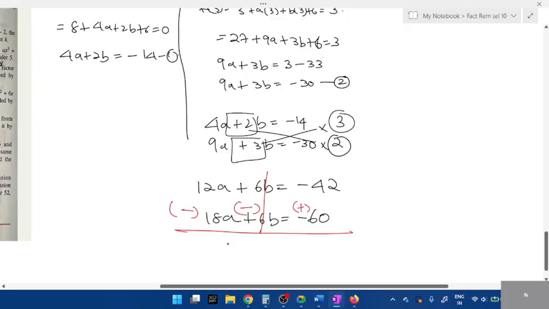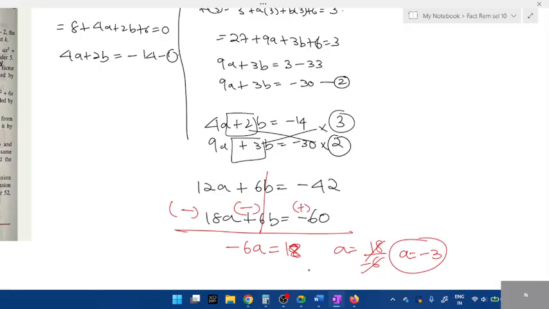What is 12A minus 18A? 12 minus 18? Minus 6A. And this one? 60 is greater, so it is 18. A is equal to 18 divided by minus 6. What is the A value? Minus 3.